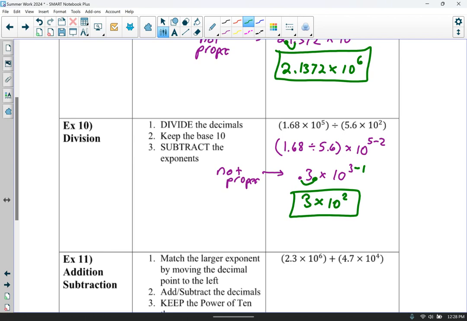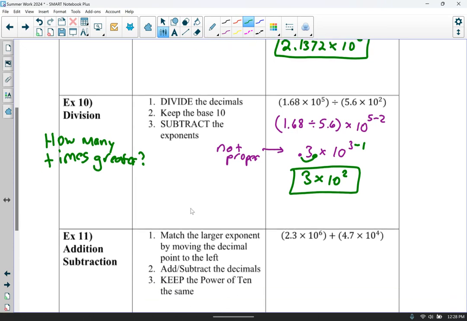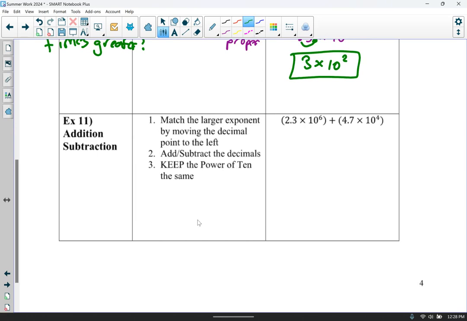When we look at word problems with scientific notation, a key phrase that tells us division would be asking a question like, how many times greater something is, or how many times further. That's a key clue for a division in a scientific notation problem. You'll see in the practice portion.